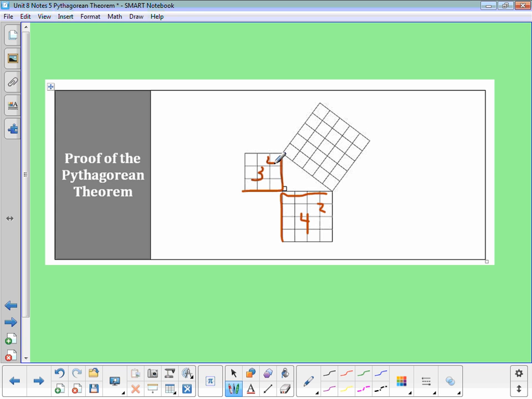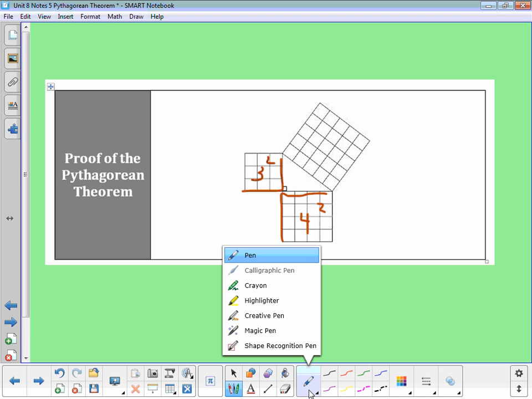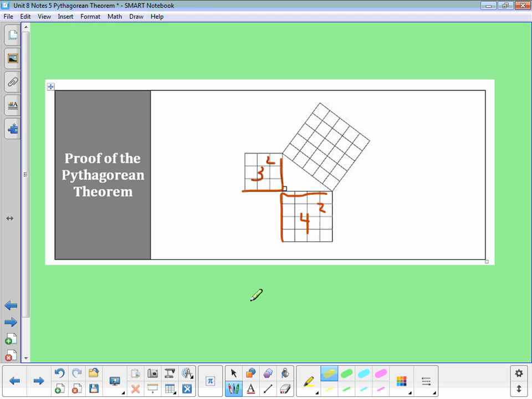Okay, so let's take a look at this huge square here. It's technically going to be 5 by 5. Well, I have a total of 16 squares that are occupied by that guy right there. So I'm going to highlight 16 squares on here. So I'm taking care of 16 squares.